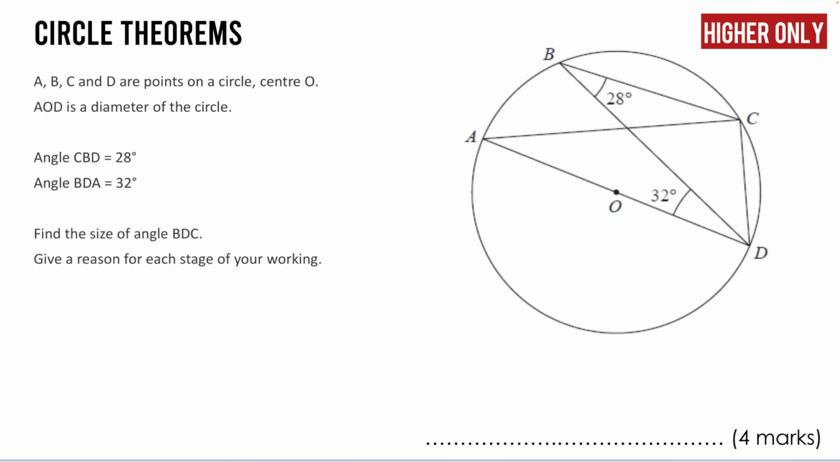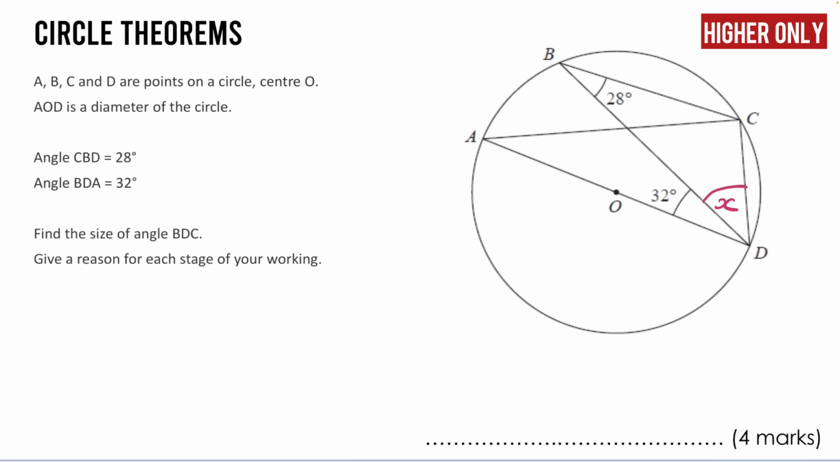Now, of course, there are lots of different questions with circle theorems, so here's another circle theorem to look at. Here it says find the size of angle BDC. Now, BDC is over here, B to D to C, just there. So this is the angle that we're trying to look for.